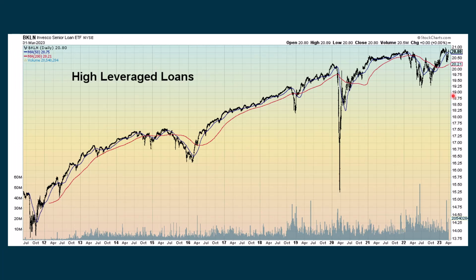High leverage loans, these are risky loans, and if the economy was getting ready to fall apart, we would see this really collapsing. It's not. It's in an overall uptrend, and over the past week has shown a lot of improvement.